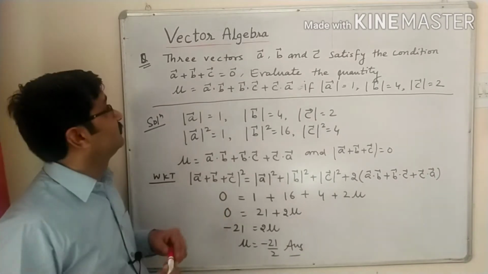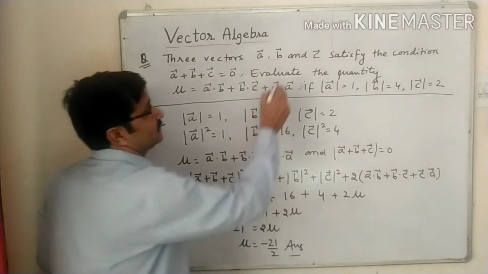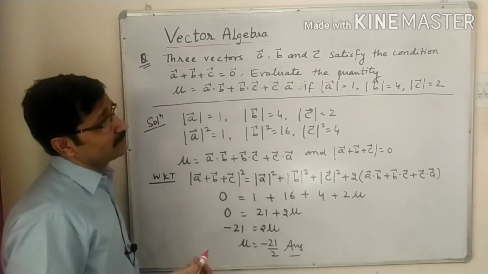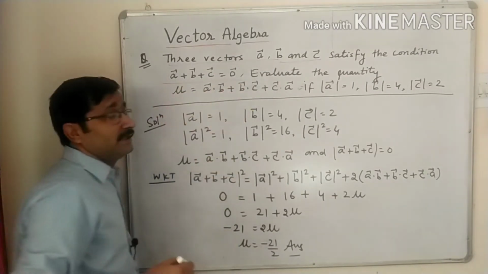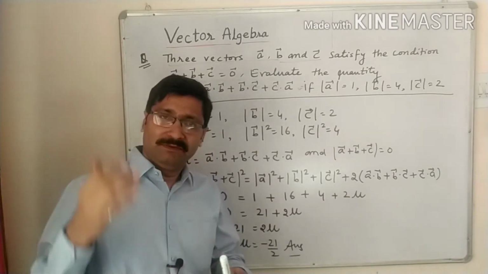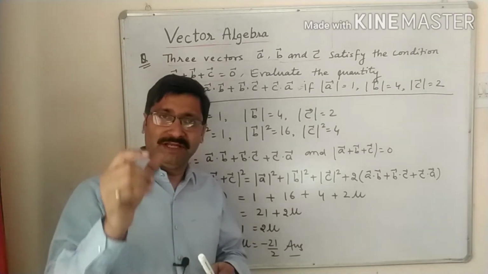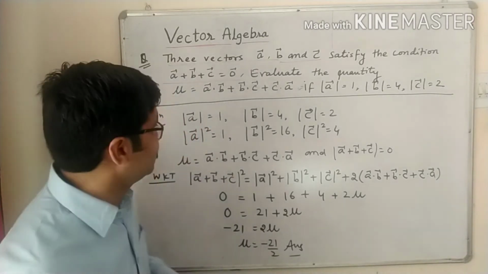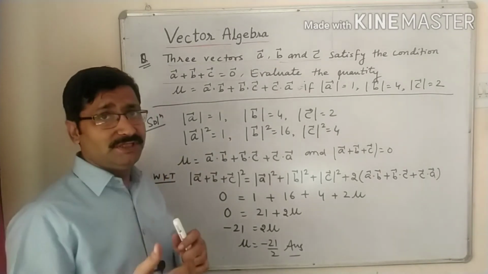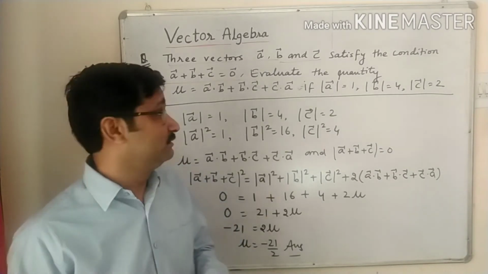Look here, one more question. Three vectors A, B and C are given to you, and they satisfy the condition that A vector plus B vector plus C vector equals the 0 vector. What is the meaning of this? The modulus of the 0 vector will be 0. So this sum of A plus B plus C is given as the 0 vector, meaning the modulus of A plus B plus C will be 0.